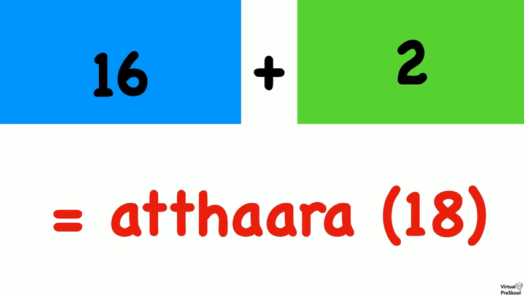18, right? And how do we say 18 in Hindi? If you don't remember, count it out, starting from 1. 1, 2, 3, 4, 5, 6, 7, 8, 9, 10, 11, 12, 13, 14, 15, 16, 17, 18. 18 is atharah in Hindi.